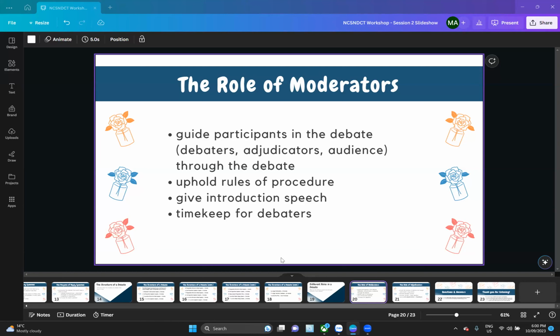They need to uphold the rules of procedure. So they need to make sure that everybody is following the rules. They make sure that the judges are marking fairly, that the debaters are following the rules, and generally that the debate is running smoothly. It's their job to give the introduction speech. We talked about that at the beginning. They also time keep for the speakers. As we mentioned, each debater has a set amount of time to speak, a set amount of time to prepare. And the moderator keeps a stopwatch to make sure that everybody sticks to those time limits.